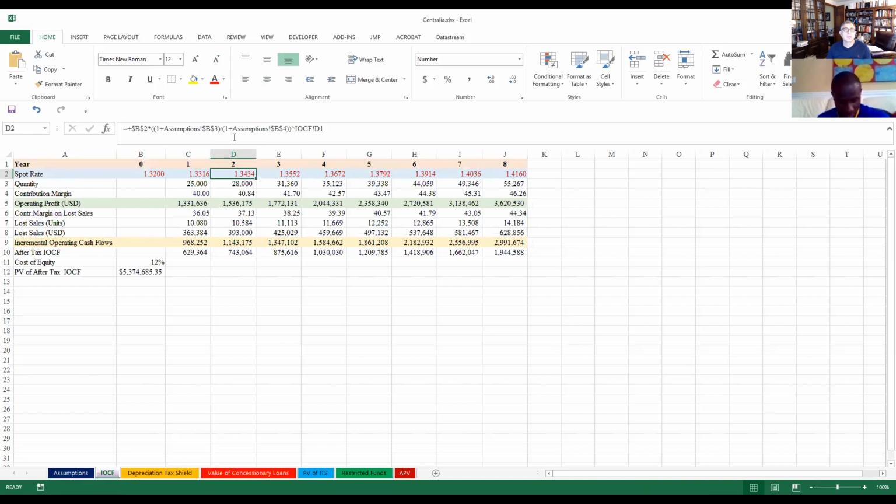I took the spot rate multiplied by 1 plus the inflation rate of the US, over 1 plus the inflation rate of the euro for the first year. The second year, I raised both to the power 2, the third year to the power 3, the fourth year to the power 4, in terms of finding the foreign rate for that year. Let me see, I did something in here.